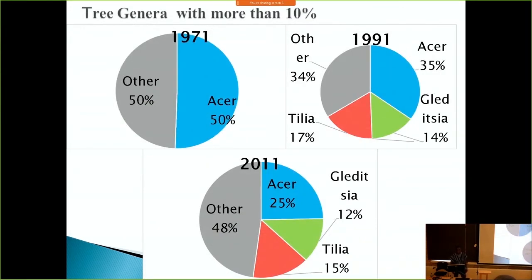With respect to tree genus, we realized that in the 1971 residential area, 50% of the entire tree population was made up of Acer. In 1991, we realized that the same Acer genus had 35% composition. In 2011, we also realized Acer had 25% composition, together with other genera.